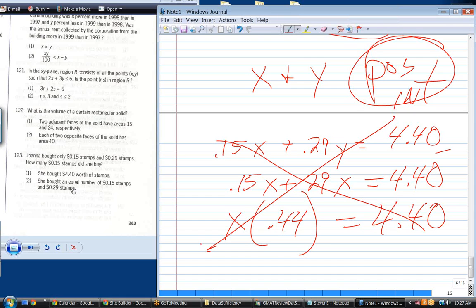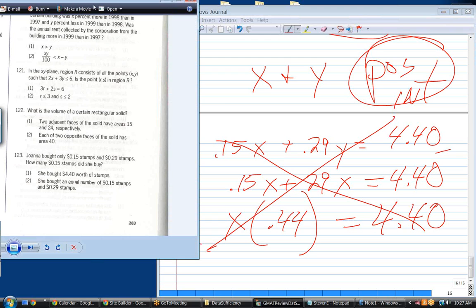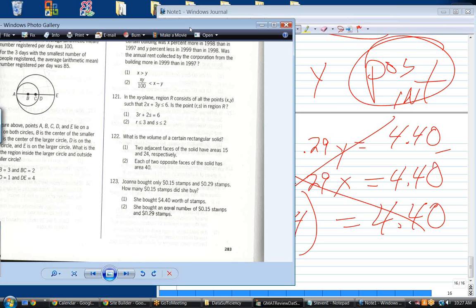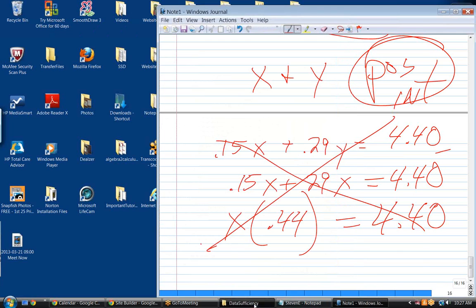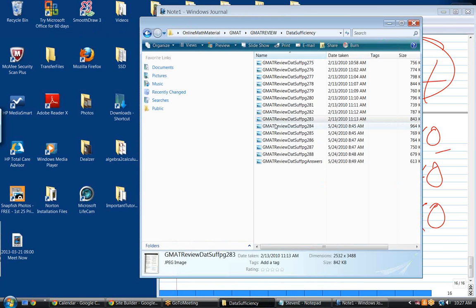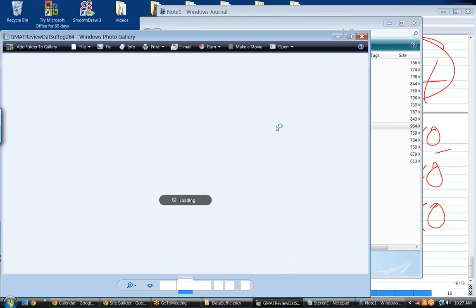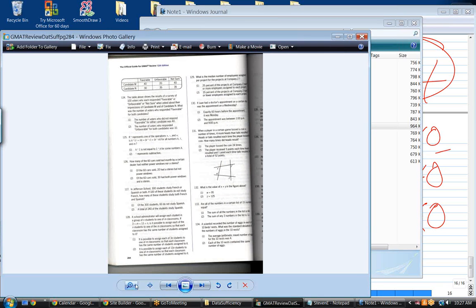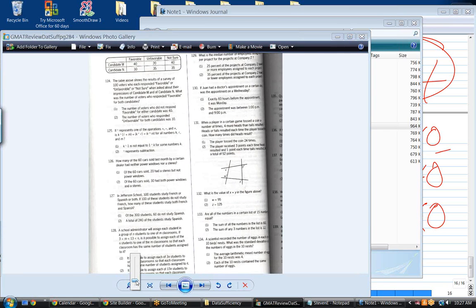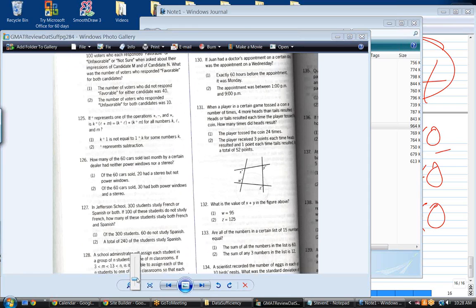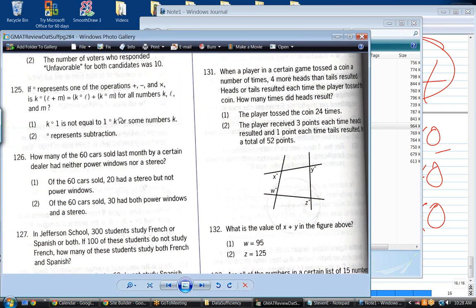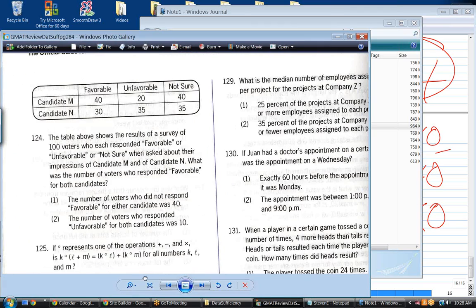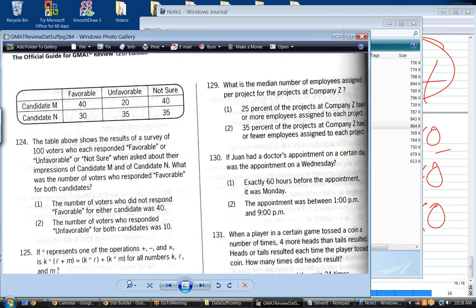All right. Let's go to the next one. I've got to go to another page here. 284. That was a good problem. That was tough, actually. It's tough to come up with the fact that number 1 alone solved it. Okay, 124.